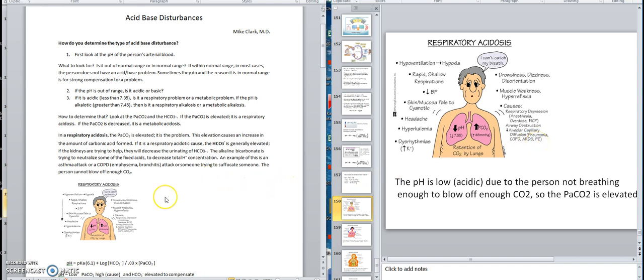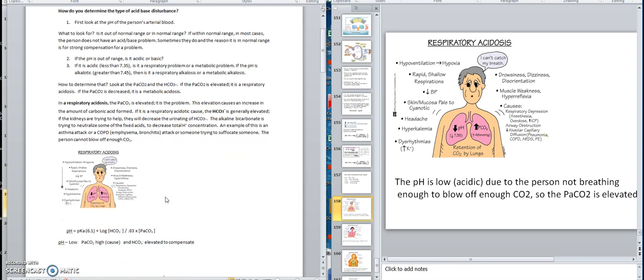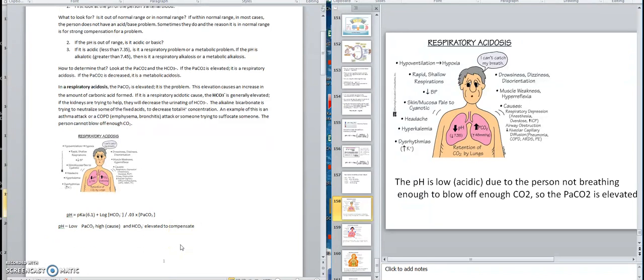All of this could cause that particular aspect. Now, what do you see here real quick? You see that the pH is low. The PaCO2 is high because that's the cause. And the bicarb is trying to be elevated to compensate. It's being held on to. Kidneys aren't peeing it out, and this is trying to neutralize the fixed acid. So when you look at the Henderson-Hasselbalch, that's what you're seeing. All right, let's move to the next one.